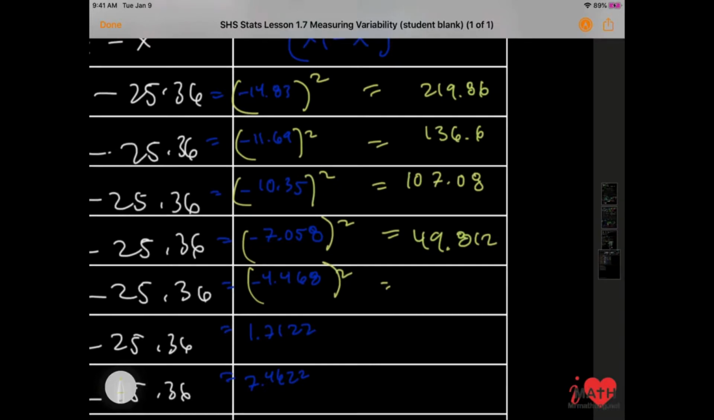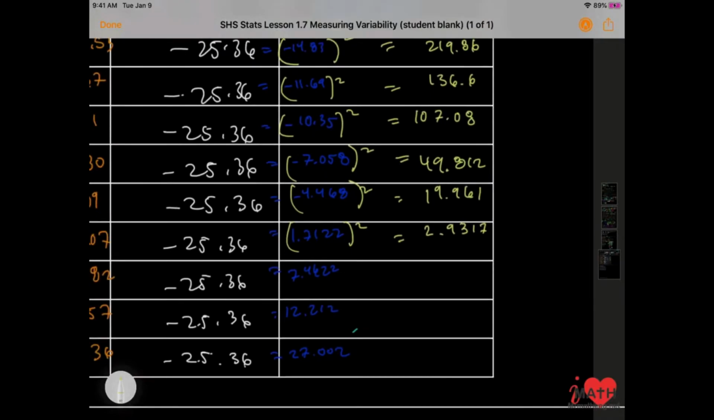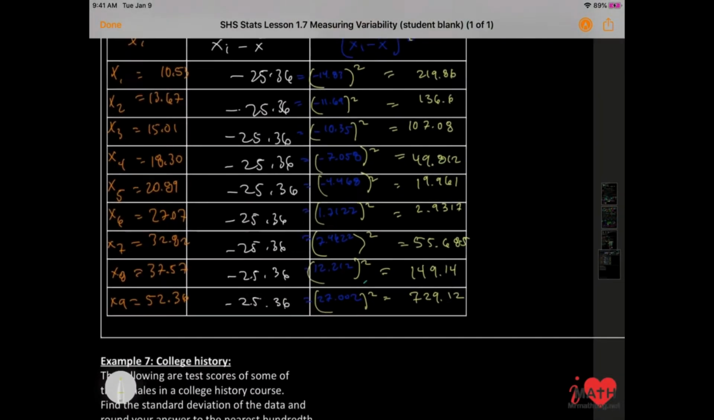Negative 4 point, that gives me 19.961. Square this number, 2.9317. And remember, if you're squaring any number, positive times a positive or negative times negative, it'll always be a positive. So all these numbers here I'm writing in yellow should be positive. 55.685. Square that number, you will get 149.14, and square this number and you get 729.12. Okay, in yellow there.